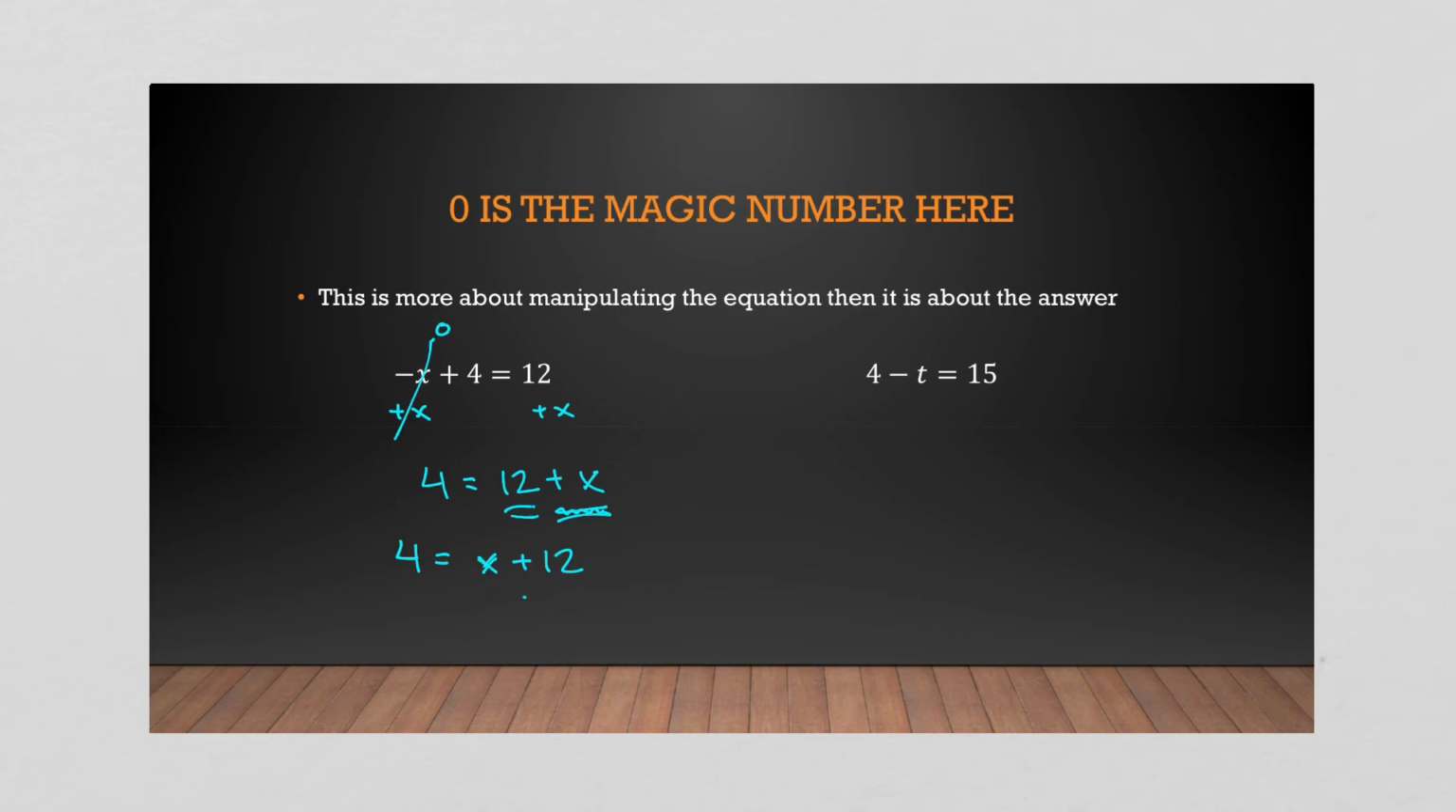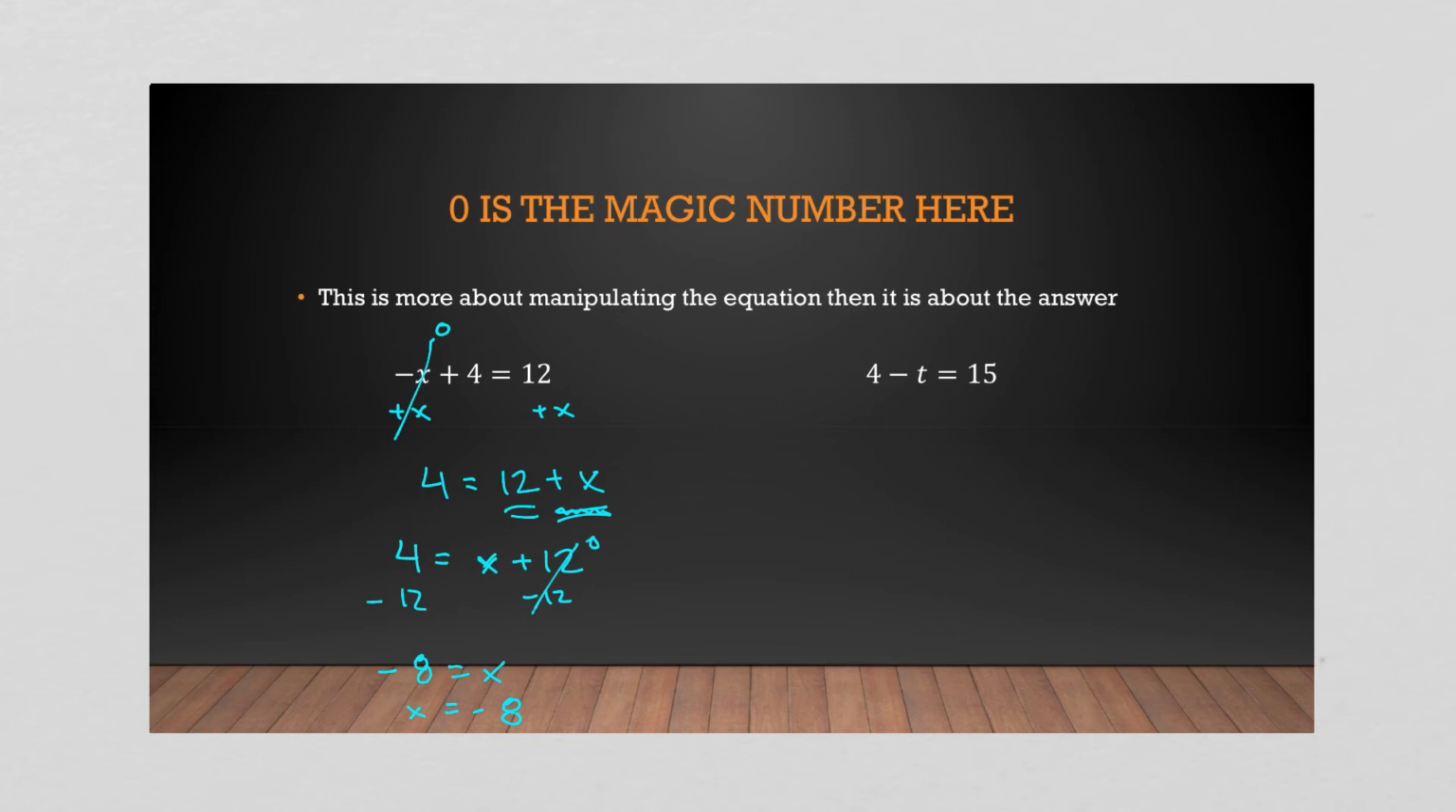And the only reason I do that is because this now looks like something you're used to. Because now what would we do? We would subtract 12 to make 0 and subtract 12. So negative 8 equals x, and that's exactly the same as x equals negative 8. Don't freak out if the x is on the other side of the equal sign because it makes no difference.